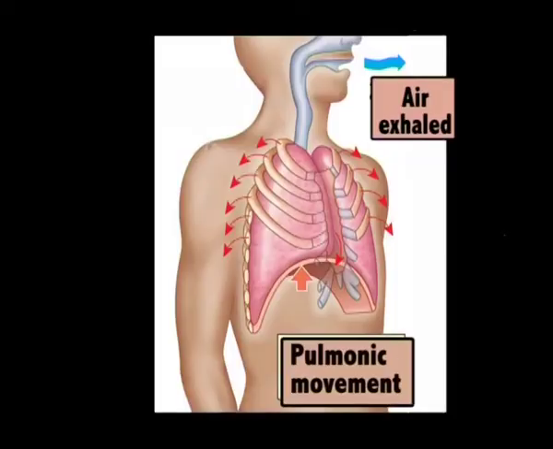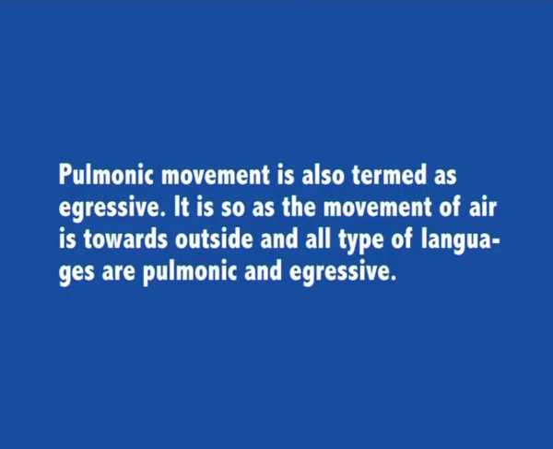First of all, universally, speech is formed when air from the lungs moves out, and this type of outward flow of air is called pulmonic, because the air is coming out of the lungs, and it is also termed aggressive. It is so because the movement of air is towards the outside, and all types of languages are pulmonic and aggressive. Now, let us talk a bit about the lungs and the vocal tract.